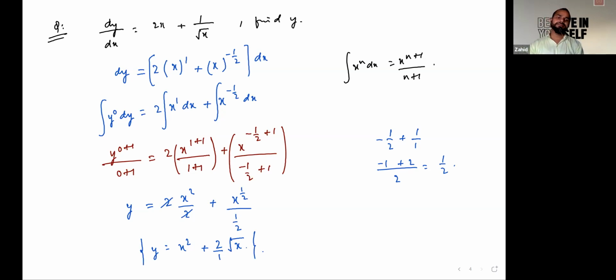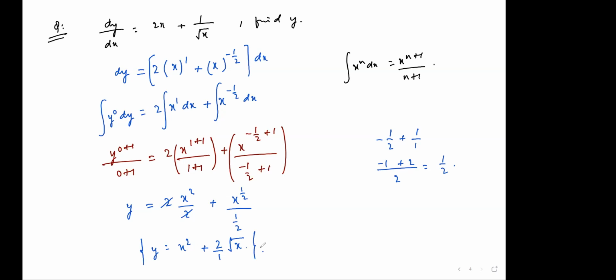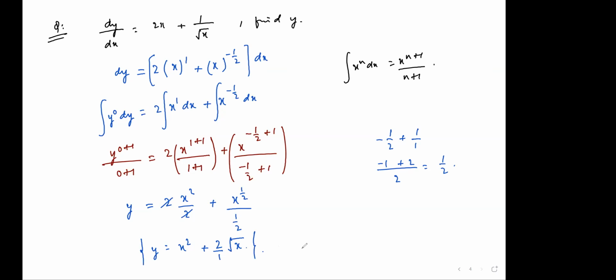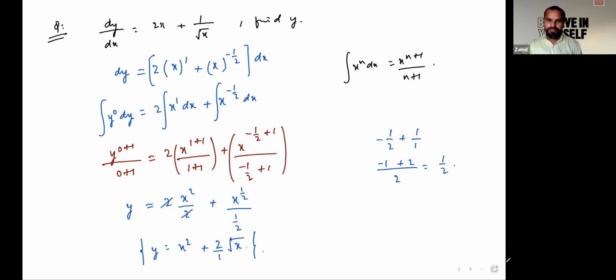Salman, any doubt? No, sir. Have you got this result? Yes. Did you get this particular result? Yeah, I got it. Okay. Hamza, any doubt? No, sir. Okay. I'm giving you one more example.